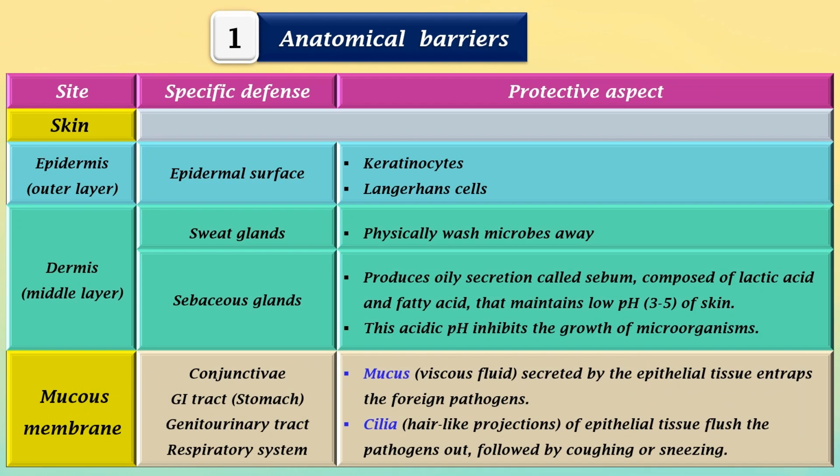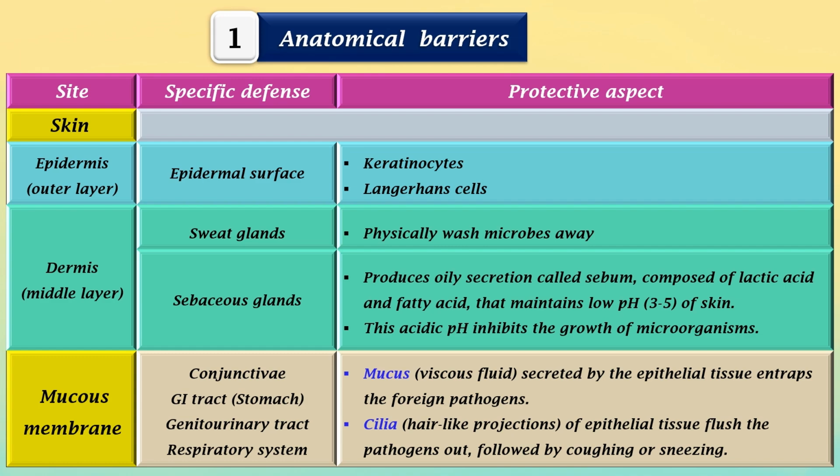Firstly, anatomical barriers, which include skin and mucous membrane. The outer layer of skin, called epidermis, is composed of keratinocytes and Langerhans cells, which provide protection to the skin. The middle layer of skin, called dermis, is composed of sweat glands that physically wash away the microbes, and sebaceous glands that produce an oily secretion called sebum. The sebum is composed of lactic acid and fatty acid that maintains low pH of skin. This acidic pH inhibits the growth of most microorganisms.